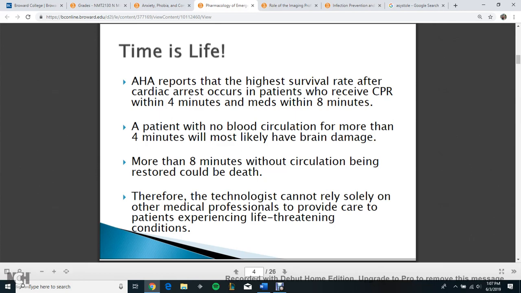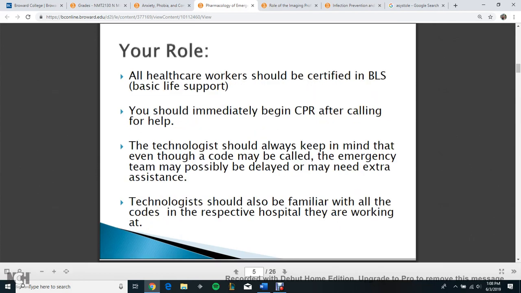A patient with no blood circulation for more than 4 minutes will likely have brain damage. More than 8 minutes without circulation being restored could mean death. Therefore, the technologist cannot rely solely on other medical professionals to provide care to patients experiencing life-threatening conditions.